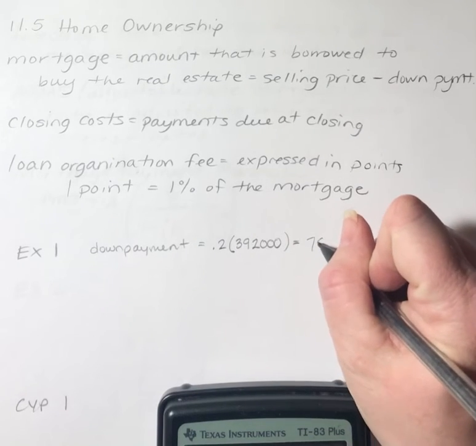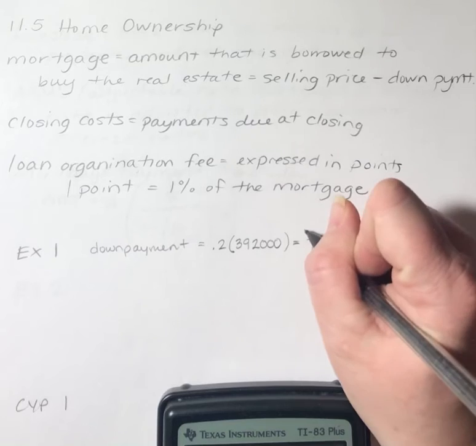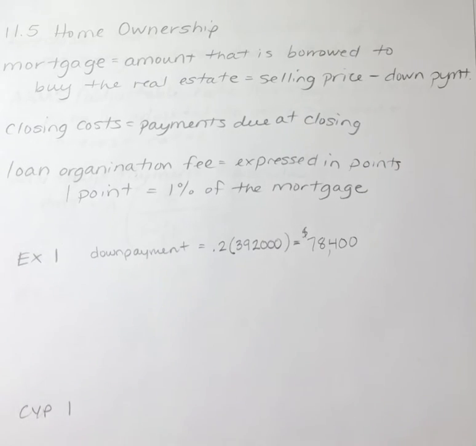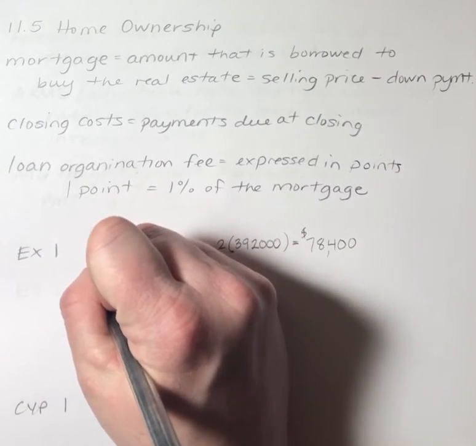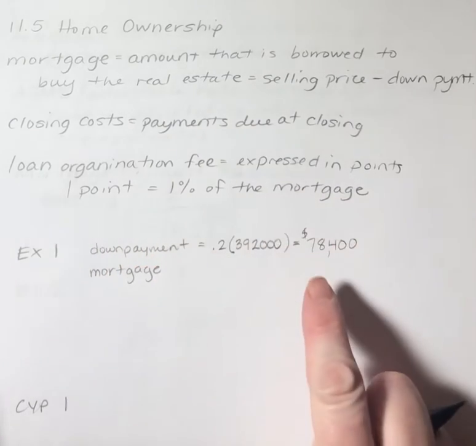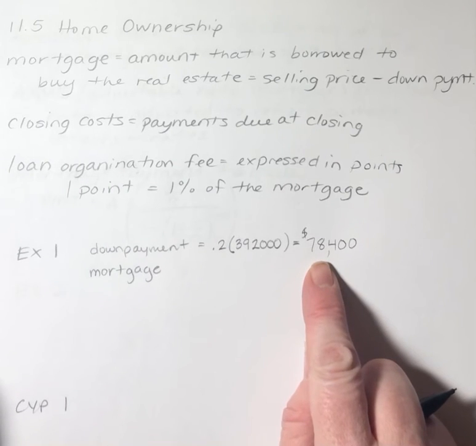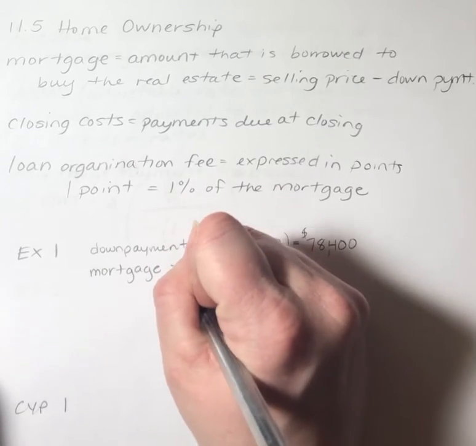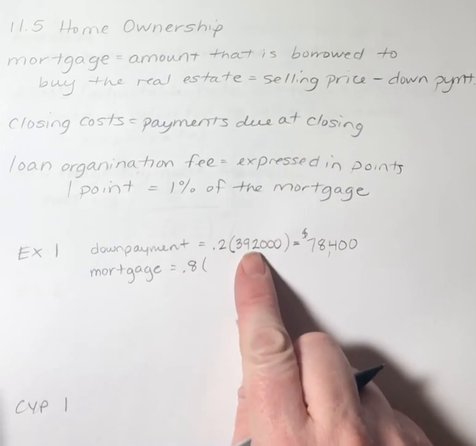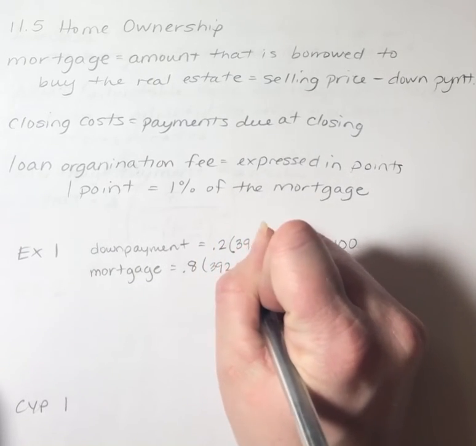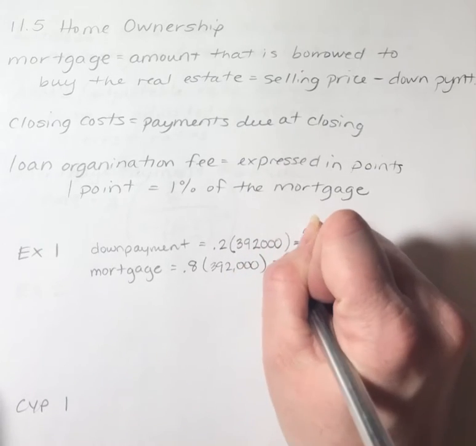So I have $78,400. There's my down payment. That's a chunk of change to pay down. From there, you're going to take your mortgage. You can do this 2 different ways. You can take the $392,000 minus this, or if you want to just do math on your calculator, 20% of this is my down payment, which means that 80% of this is how much my mortgage is going to be for.